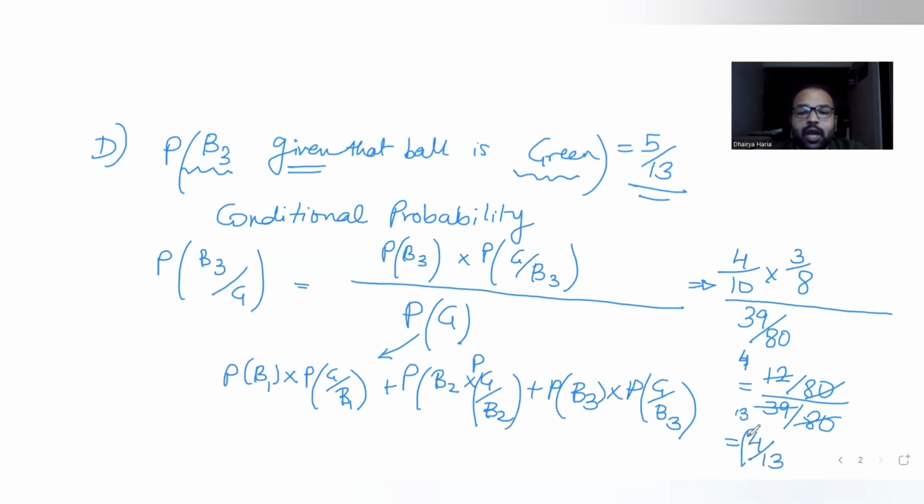So the answer for this question, the probability of getting bag B3 given that the ball is green, is equal to 5 by 13 as given to us, but the correct answer is 4 by 13. So this is also not the correct option. So the correct answers in this question are options A and C. This is a multiple choice correct question where two options were correct, and the answer becomes options A and C.